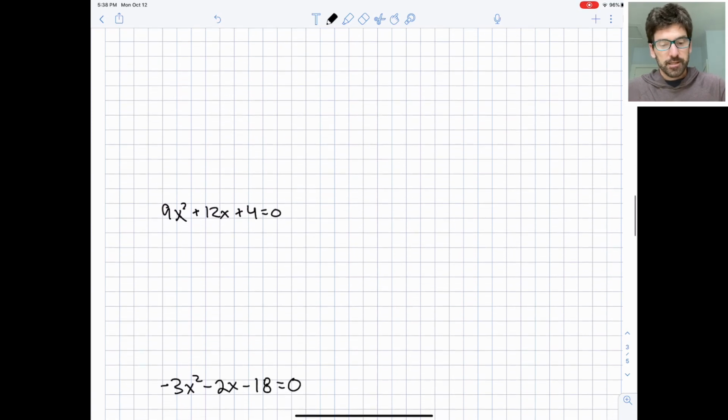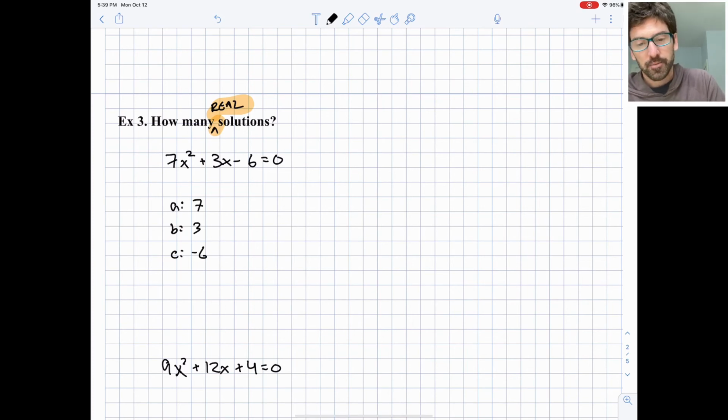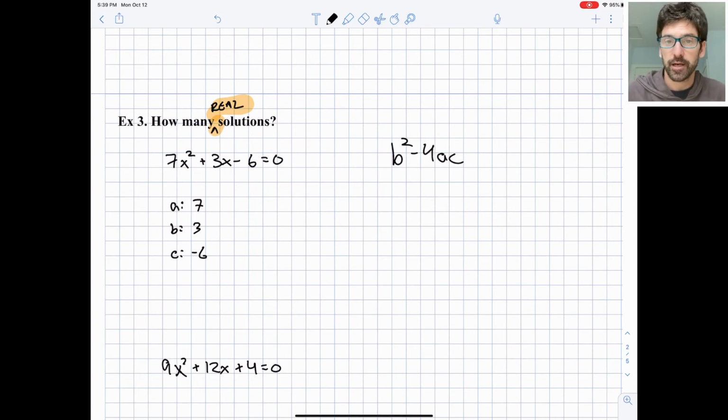So let's look at these few examples, and I'm going to specify here that we're looking for how many real solutions there are. So we're not right now dealing with the capability of being able to take the square root of a negative number. All we're doing is finding the discriminant for these, and then we don't actually need to find the solutions. We're just trying to figure out how many solutions there are. So we have a, b, and c, and I'd still like to write them out, but we're just doing b squared minus 4ac and seeing if it's positive, 0, or negative.